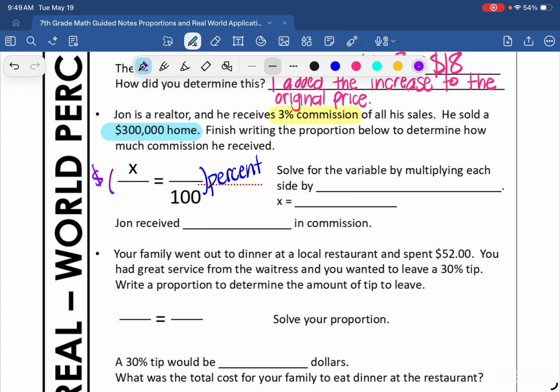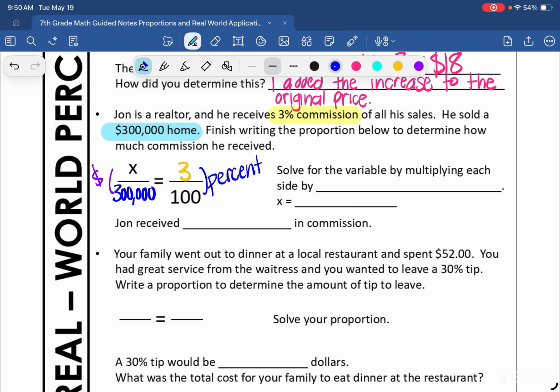All right, so my percent, let's write my percent. It's going to be 3% here, part to whole. And then my whole, for my left side, my whole is $300,000. That's how much the whole cost of the house was. I don't get that much for commission, but that's how much the cost of the house was.